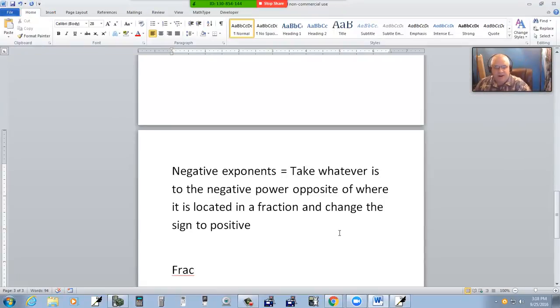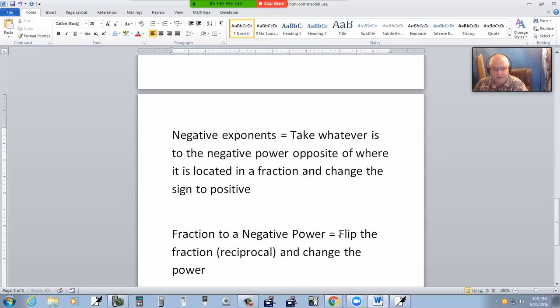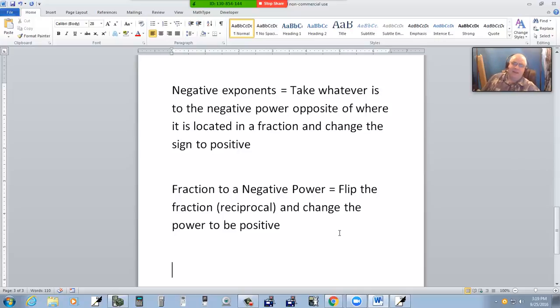Now, if we have a fraction to a negative power, what we do is we flip the fraction, take the reciprocal, and change the power to be positive. And then you would handle it however you would want from there, whatever's appropriate for the problem.